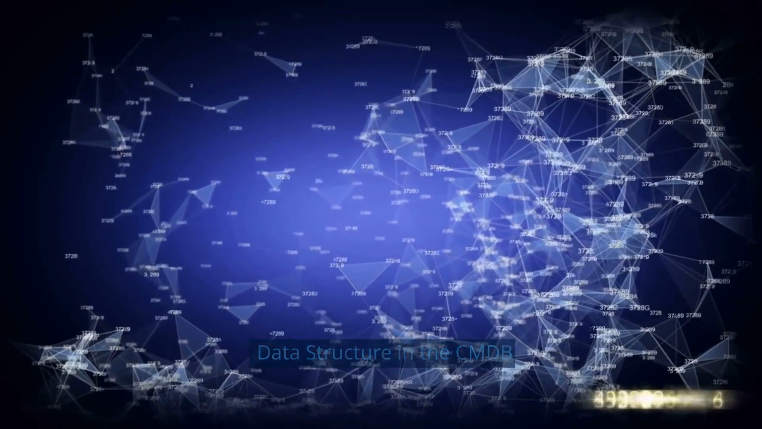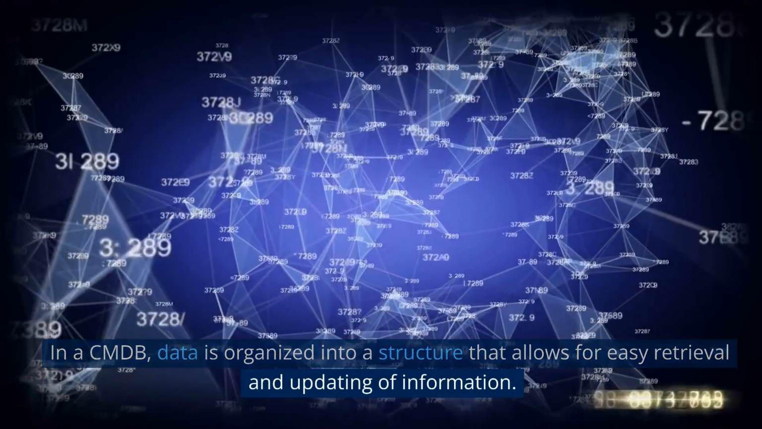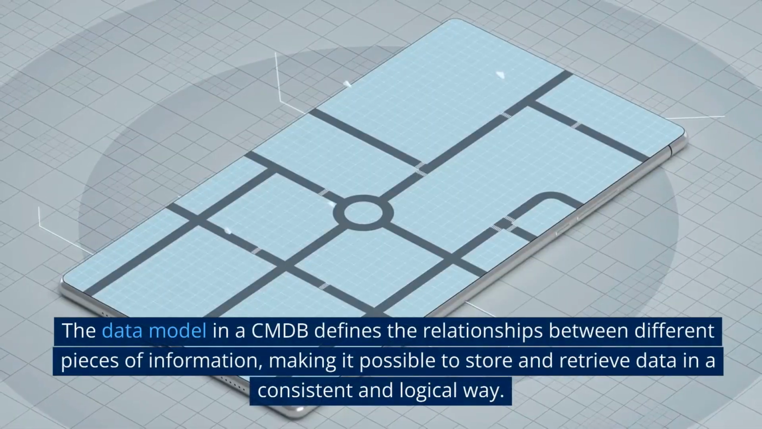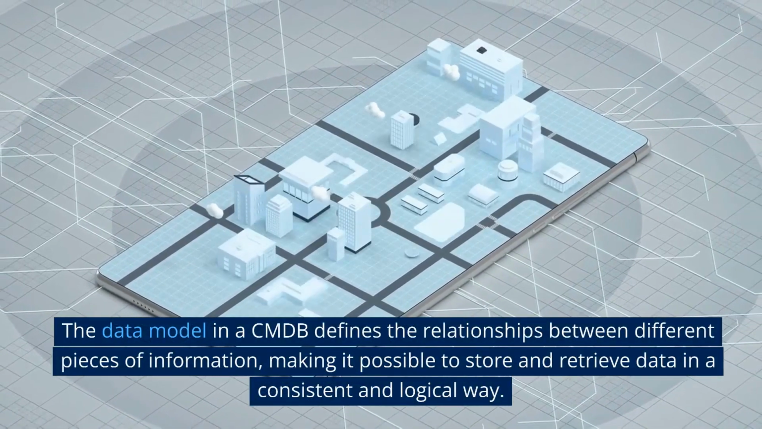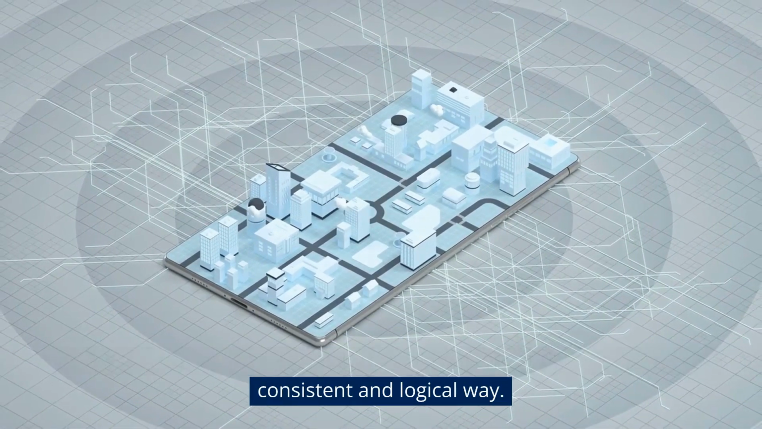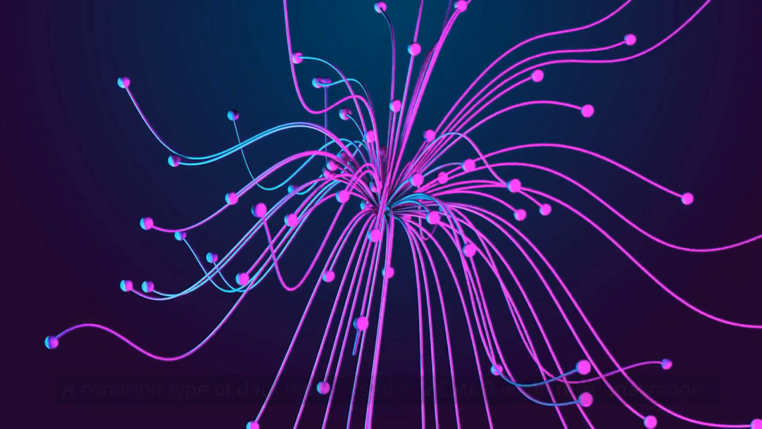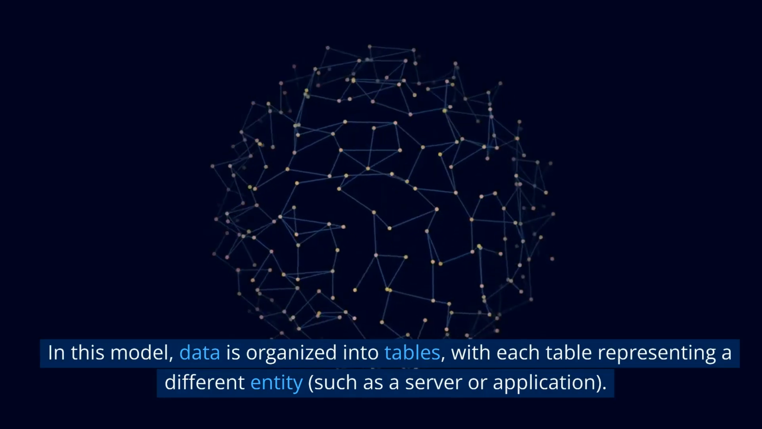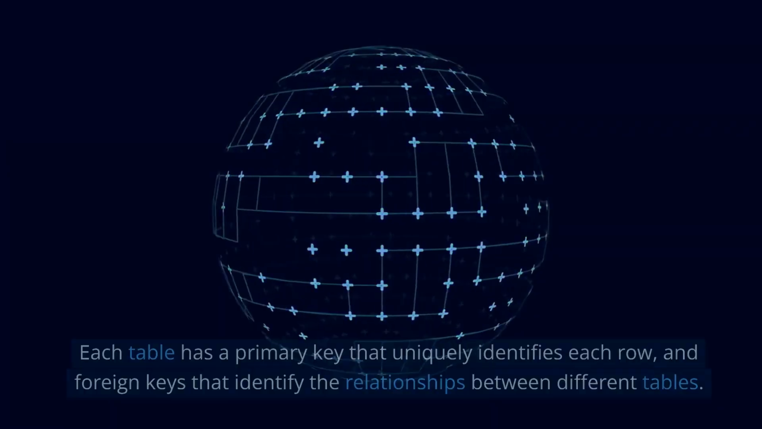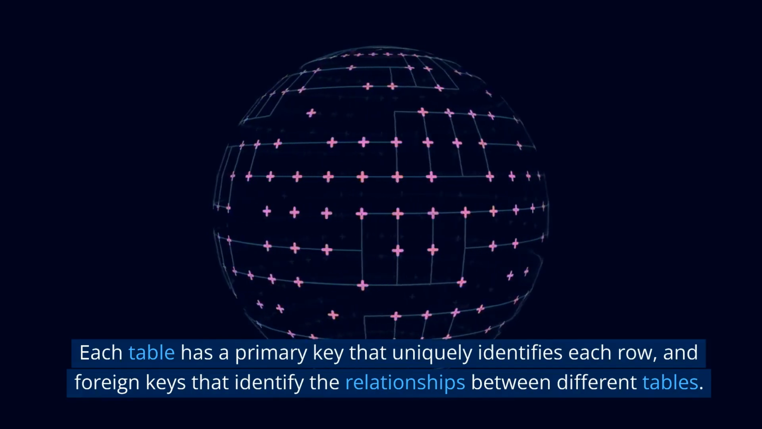Data structure in the CMDB. In a CMDB, data is organized into a structure that allows for easy retrieval and updating of information. This structure is known as a data model. The data model in a CMDB defines the relationships between different pieces of information, making it possible to store and retrieve data in a consistent and logical way. A common type of data model used in a CMDB is the relational model. In this model, data is organized into tables, with each table representing a different entity, such as a server or application. Each table has a primary key that uniquely identifies each row, and foreign keys that identify the relationships between different tables.